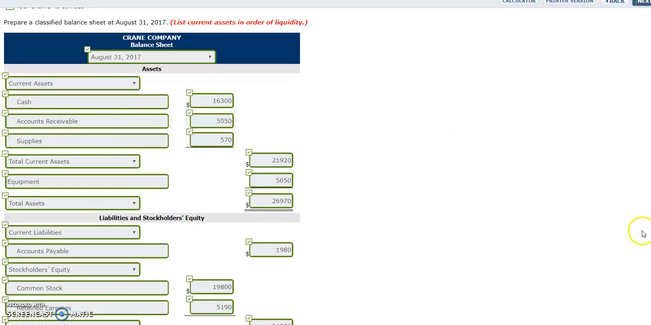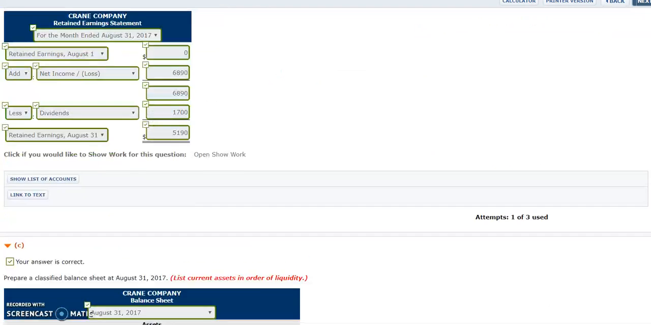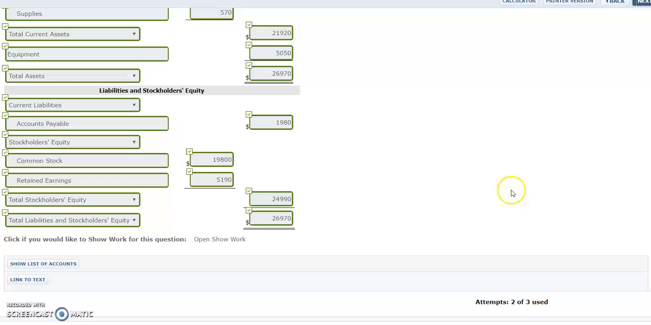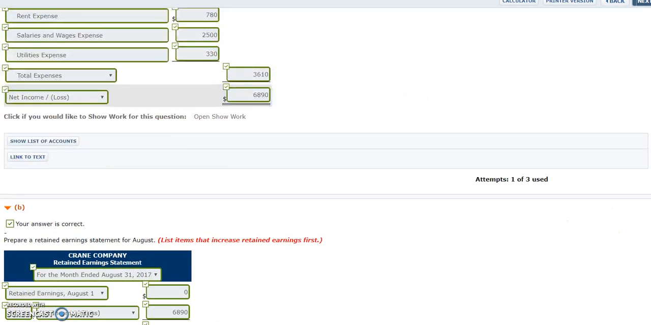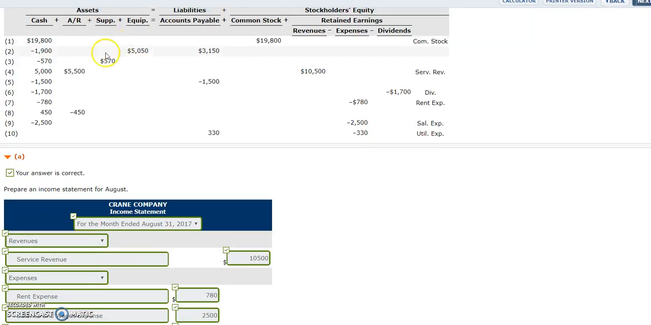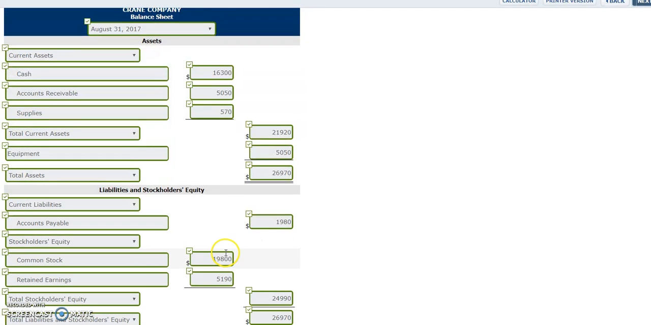And next we have accounts receivable. If we come up here, we can see the accounts receivable. So we're just going to subtract that 450 from that 5,500, and we should get 5,050. Next, our last current asset is our supplies. You can see here, we only have one of 570. So we'll go ahead and plug that in. Then we're going to add our cash, accounts receivable, and supplies.